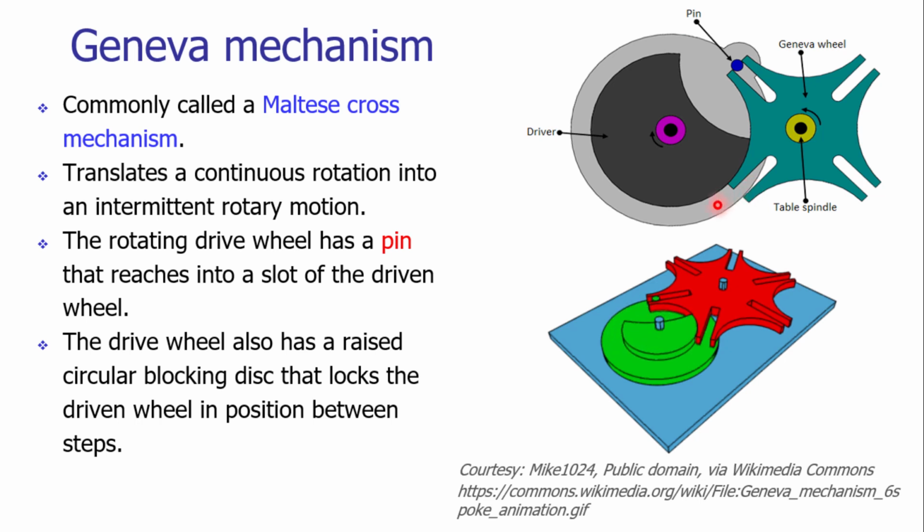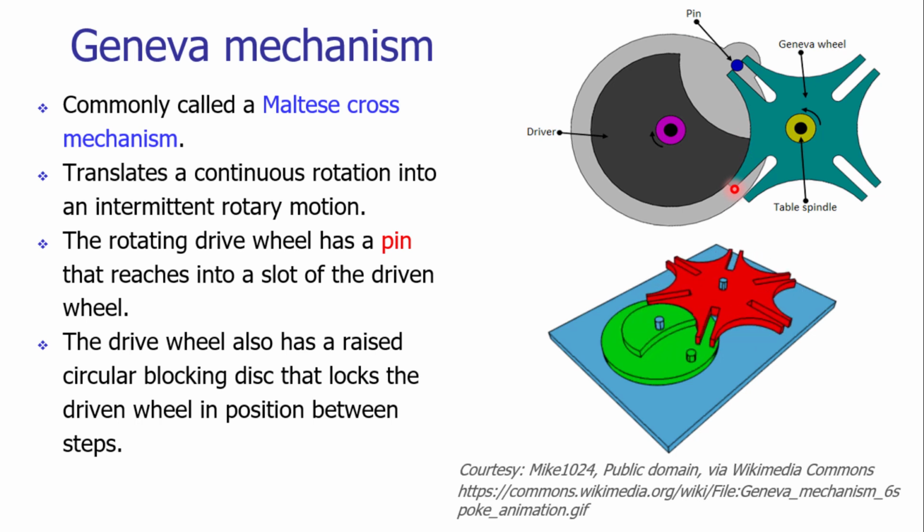In the Geneva mechanism, we have a driving wheel, and that driving wheel is mounted on the shaft of the electric motor. The driving wheel is continuously rotating. It has a raised circular block, and that raised circular block gets engaged with the peculiar shape of the Geneva wheel.